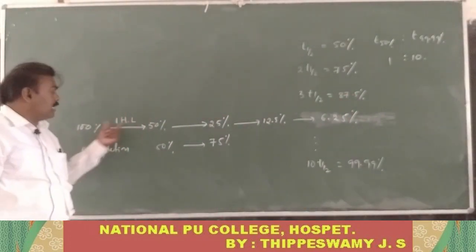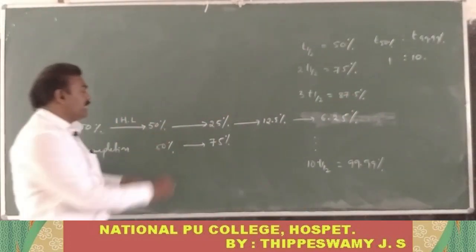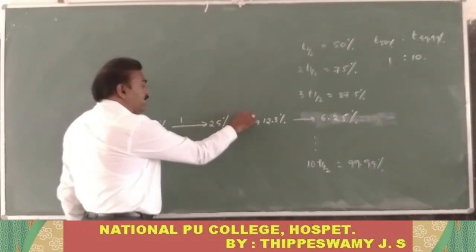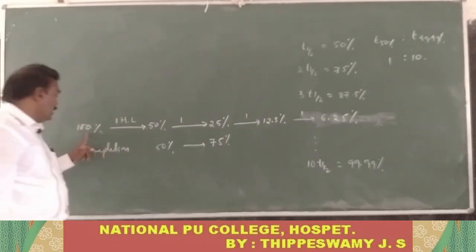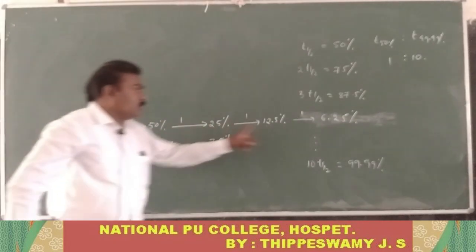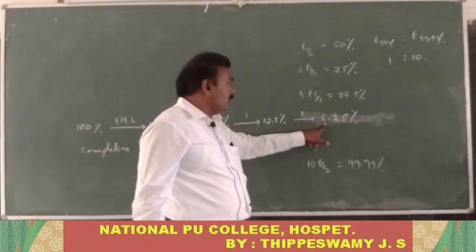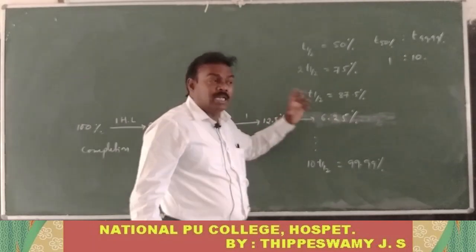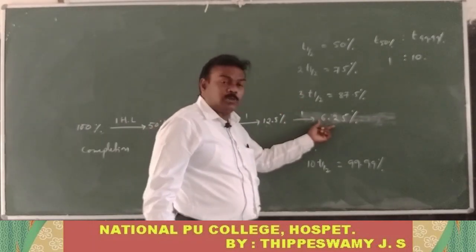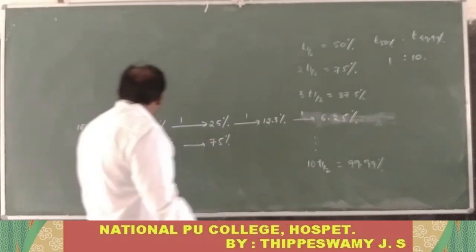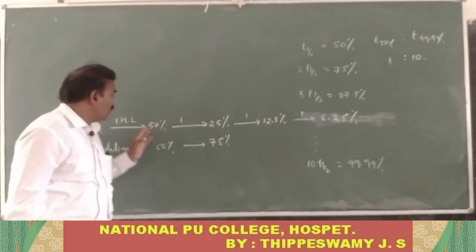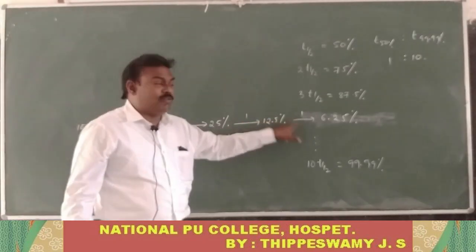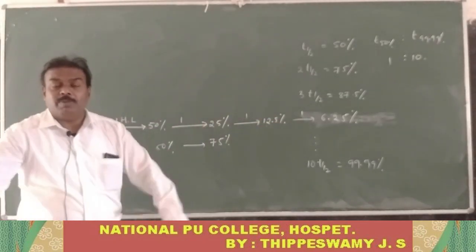From here to here 1 half-life. From here to here 1 half-life. Again from here to here 1 half-life. From here to here 1 half-life. Beginning how much? 100% we have taken. So it is coming to 6.25%. The reactant remaining is 6.25%. In order to convert from 100% to 6.25%, how many half-lives? Here 1 and here 1, here 1 and here 1. Total of 4 half-lives. You remember all the points.